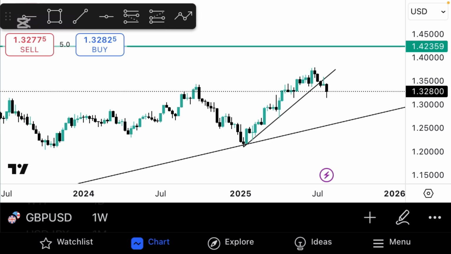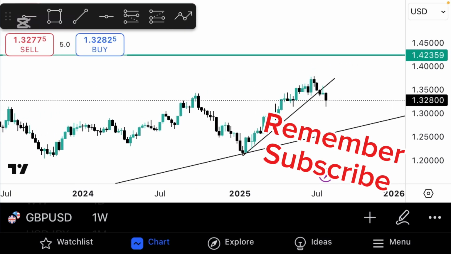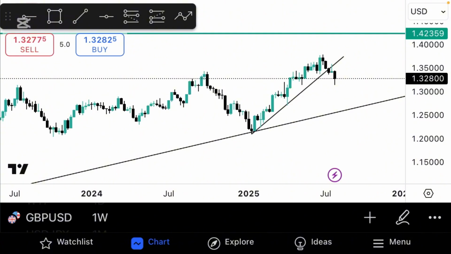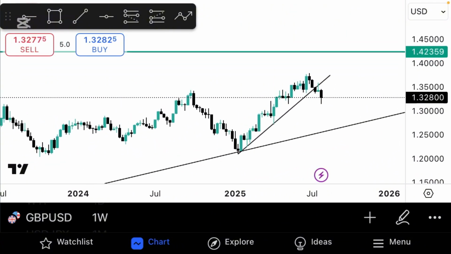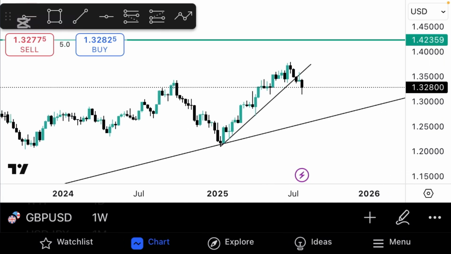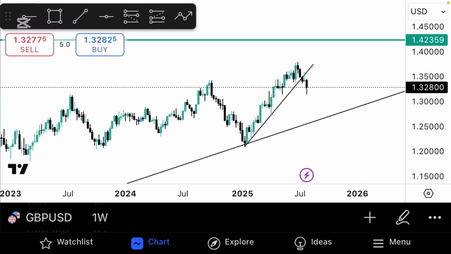Okay, starting our chart analysis this week with GBP USD. With all the major news happening this week, GBP USD has been so tricky this week. So, what happened this week and what we are anticipating for the week coming.